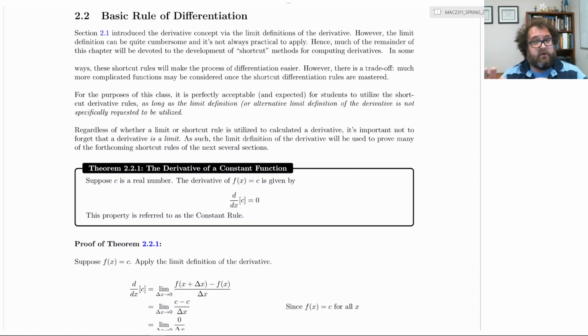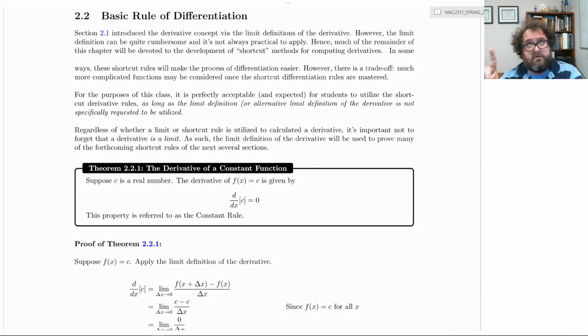Now, of course, for a test or a quiz or homework, you might be responsible for knowing the limit definitions. But going forward, I'll say this: unless I specifically request a derivative to be computed using a limit definition, you can otherwise use shortcuts. So if I don't specify to use a limit definition, then don't. Use a shortcut rule that we're going to start talking about as of now. The first one is going to be the derivative of a constant. Okay? Derivative of a constant.